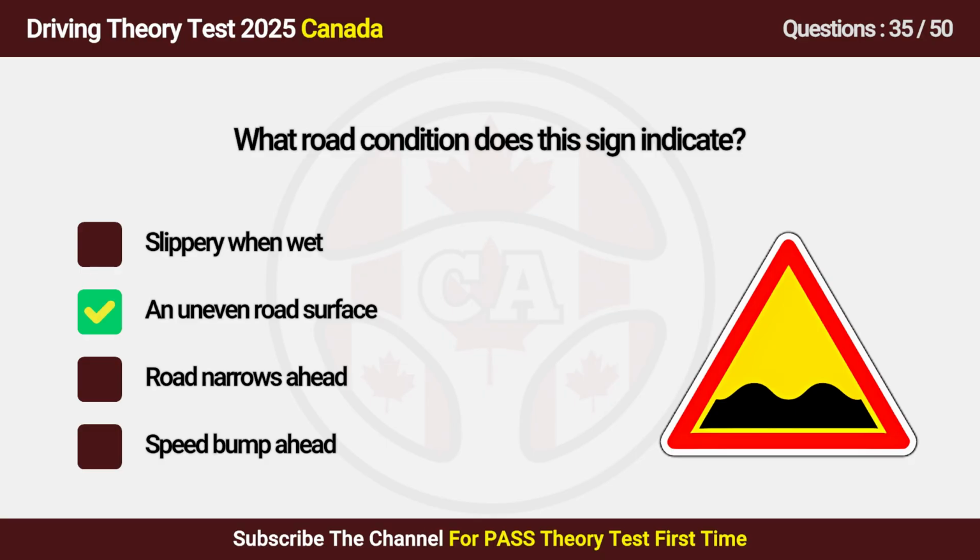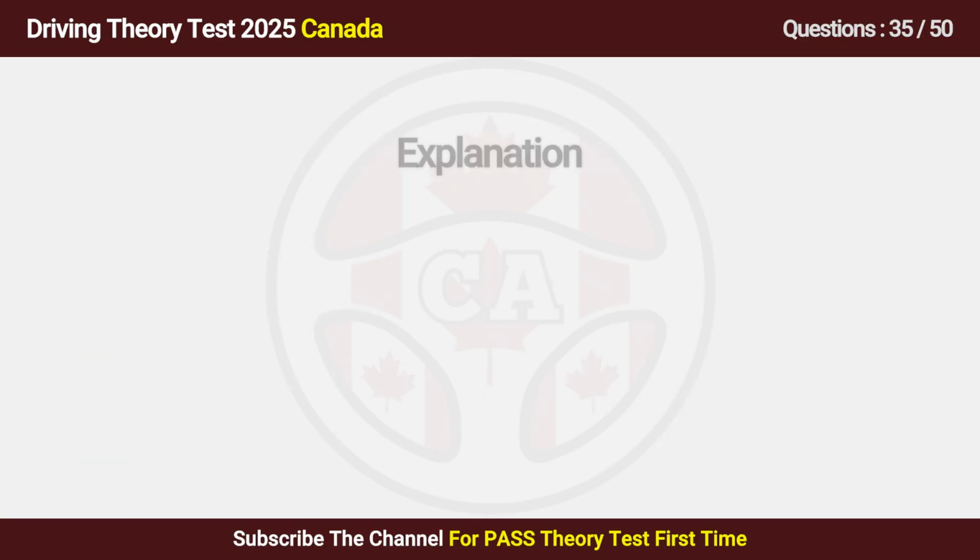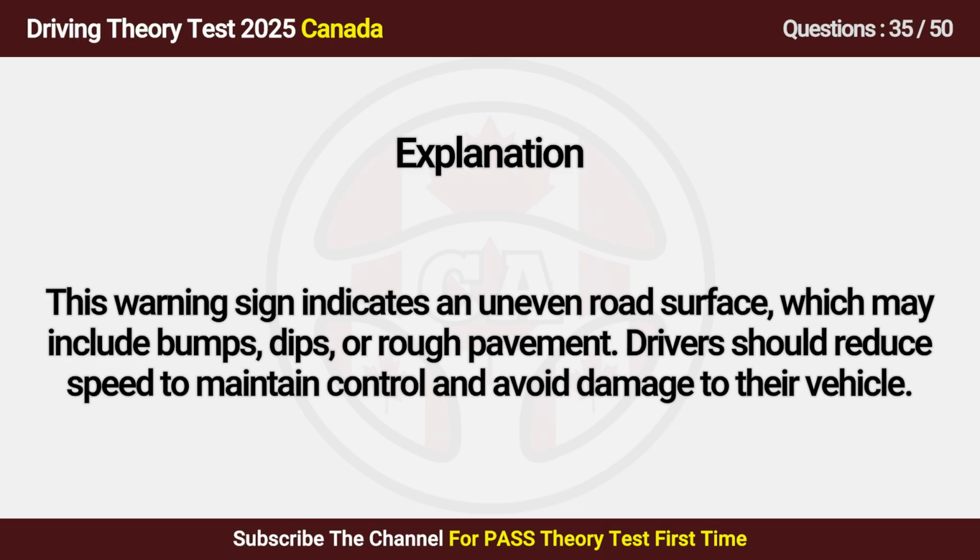Answer is B. An uneven road surface. This warning sign indicates an uneven road surface, which may include bumps, dips, or rough pavement. Drivers should reduce speed to maintain control and avoid damage to their vehicle.